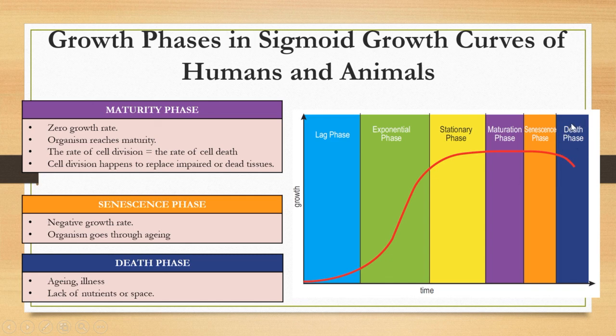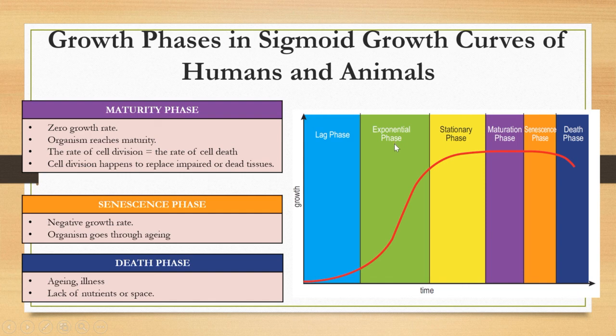The organisms lack nutrients or space, and they will die in the death phase. So these are referred to as the phases in the sigmoid growth curve of humans and animals. You should know which phase shows the slow growth rate. It is the lag phase. Which phase shows the highest growth rate? It is the exponential phase.